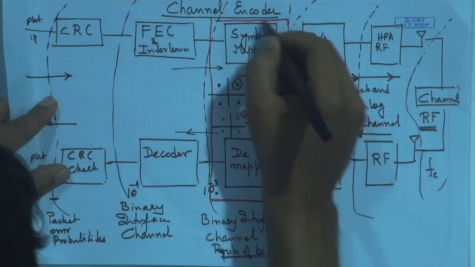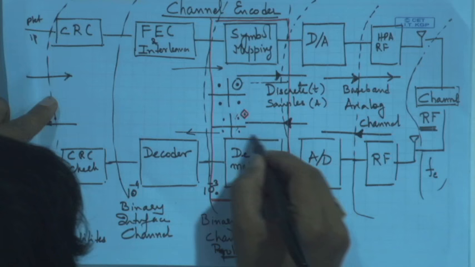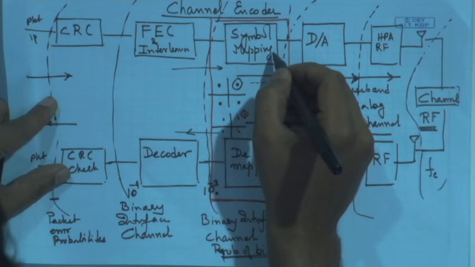Symbol mapping is a module of the transmitter. Demapper is the module of the receiver. So this is usually a baseband signal processing unit, and this is usually a signal generation unit.